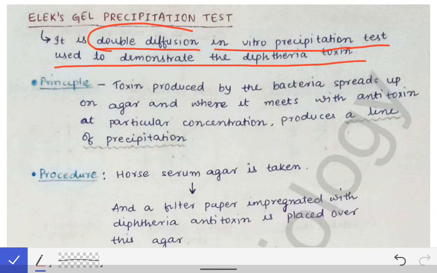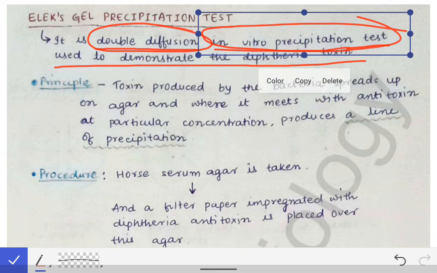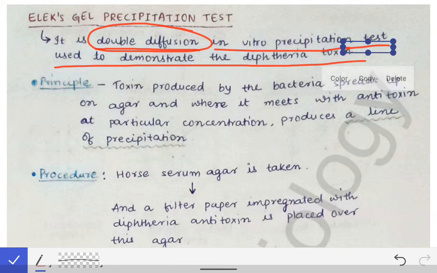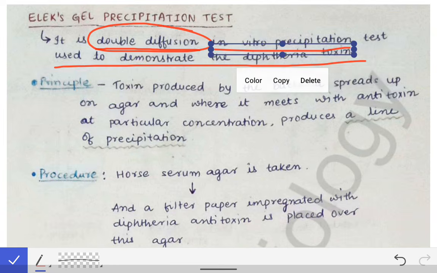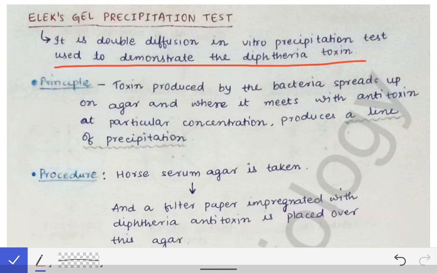There is a meaning to each of these words I have mentioned in the definition. Why it is called double diffusion, why it is called in vitro, why it is called the precipitation test. So you have to just remember the definition of this Elek gel precipitation test.